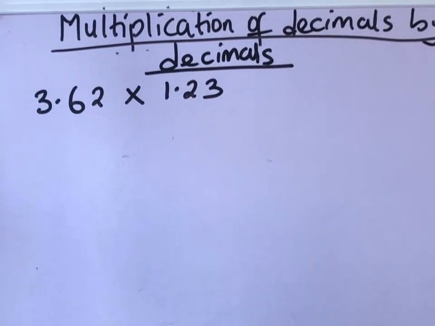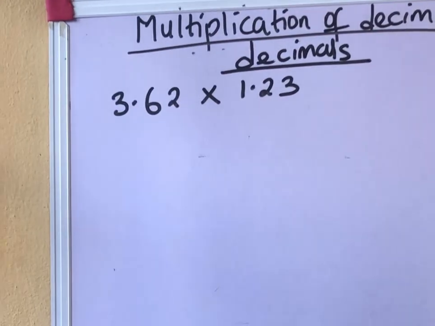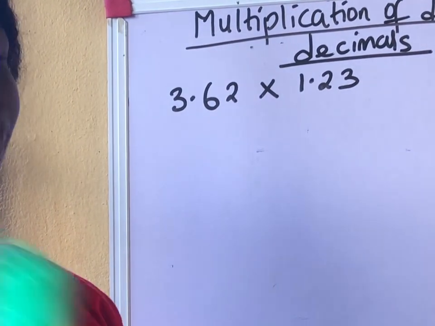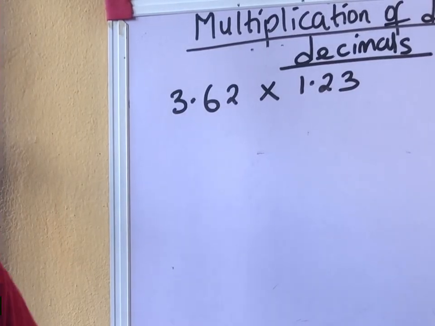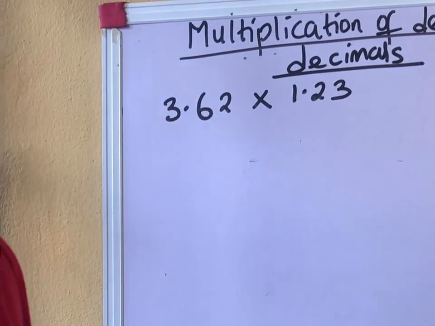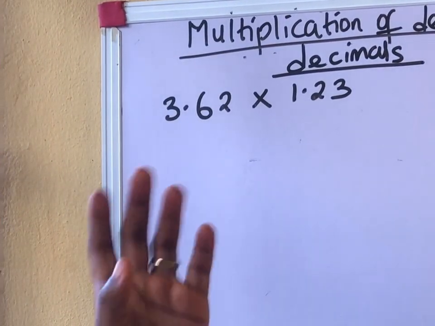In our previous video, we solved some problems on multiplication of decimal by whole numbers. So today I'm going to show you a little trick when you're multiplying decimal by decimal. I've had students tell me I find it difficult to arrange my numbers in decimal multiplication, but this video is going to break it down for you.